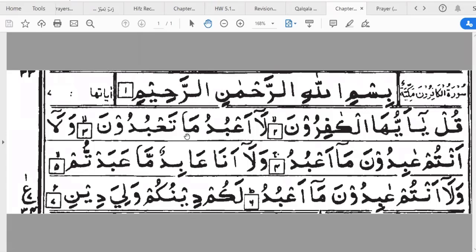Ma, we elongate this for, do you know how many seconds? No. It's 2 seconds, and this is called alif madda because you have an alif, and before the alif, you have a fatha. So that makes the alif long for 2 seconds.